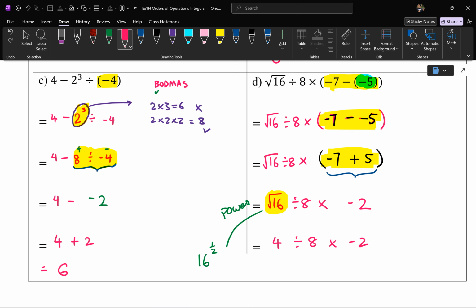Now this is where the mistake comes in. So remember how I told you students do what they feel most comfortable with? See this step here, if you went from left to right, 4 divided by 8, what do you think most students would write? 0.5 is the correct answer, but most students don't write 0.5. Most students will write 2. What do you think they're doing?